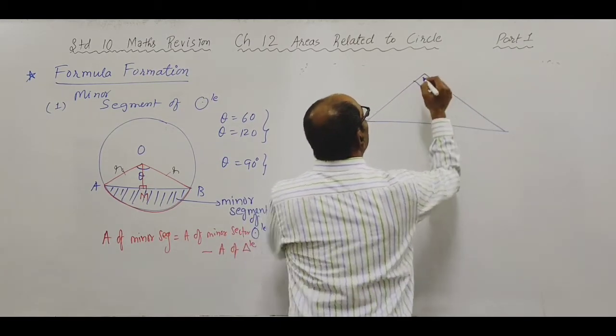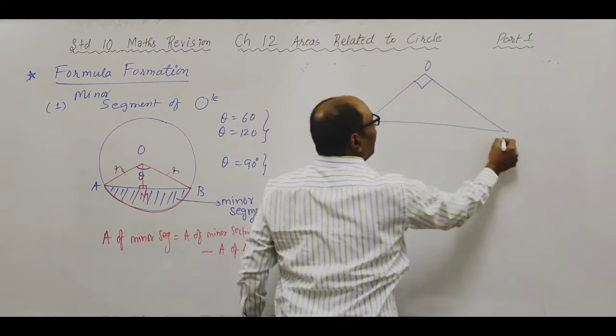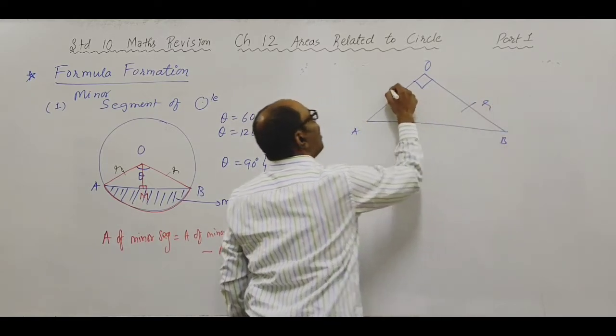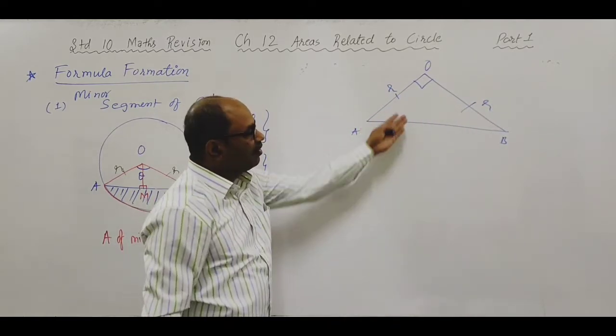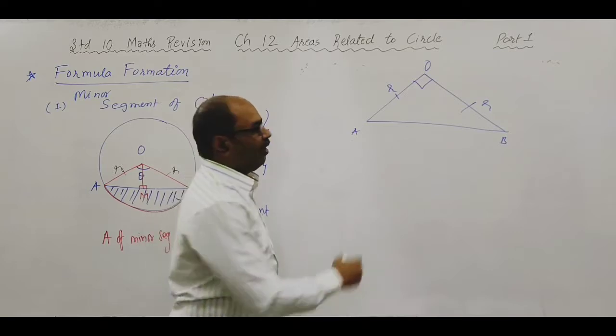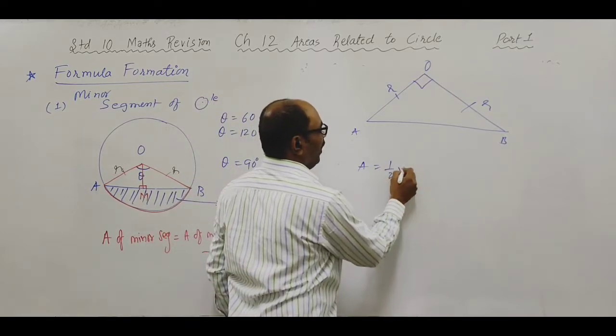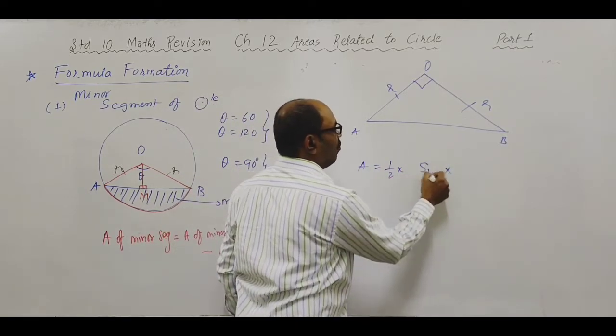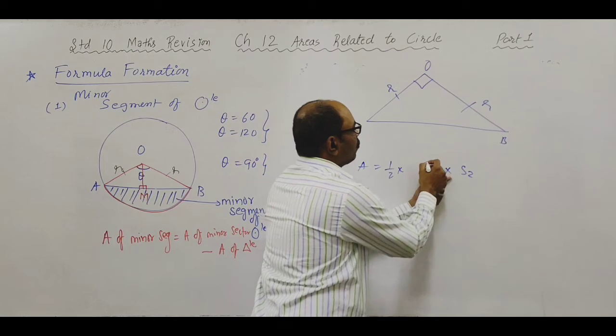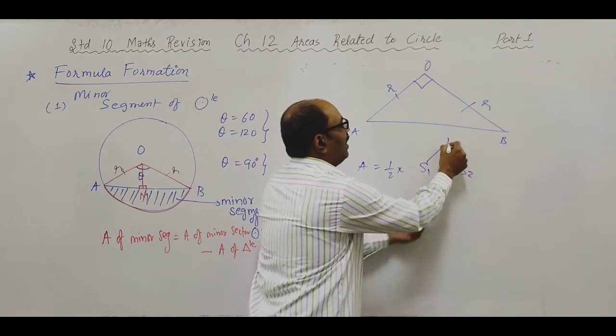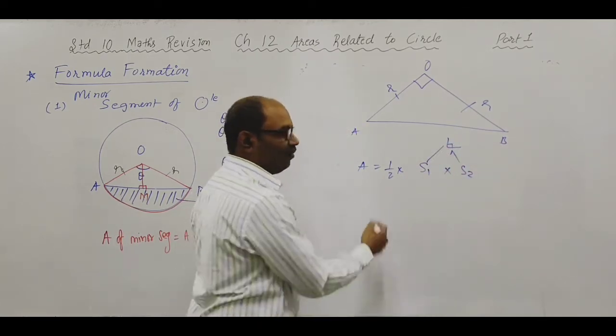There you go, 90 degrees. O, A, B. And of course, these two are radii, and it's a right angle triangle. What is the area? Half into the product of side 1 and side 2, these two sides which form the right angle.